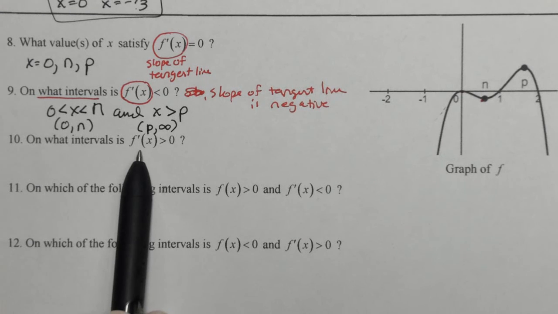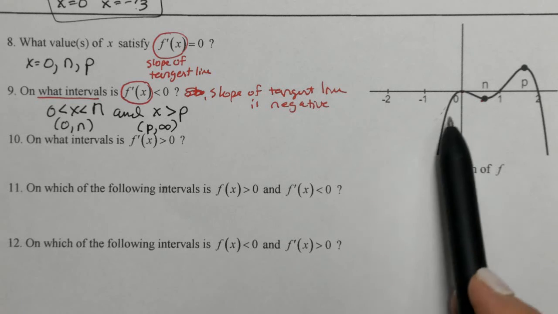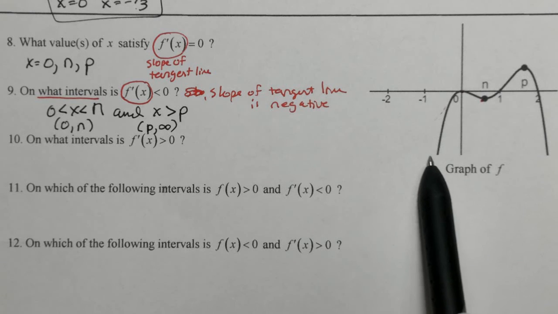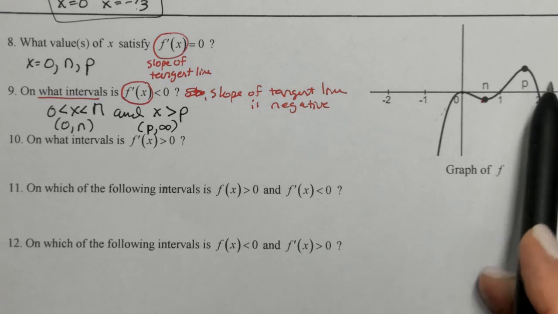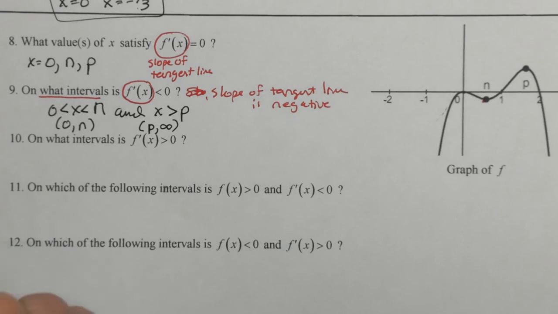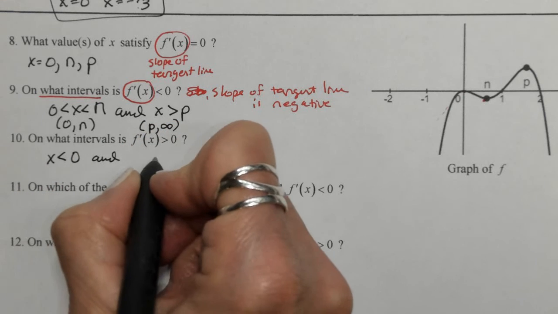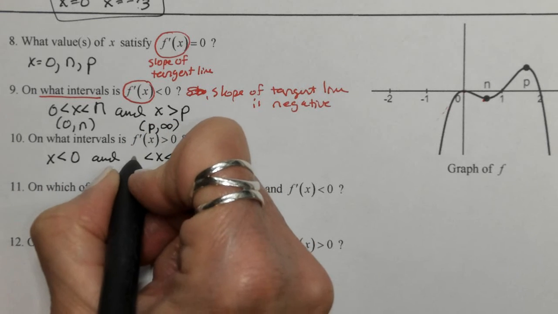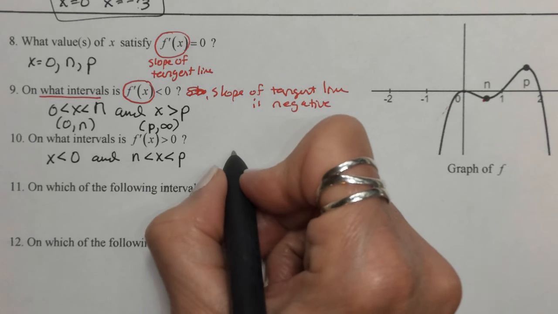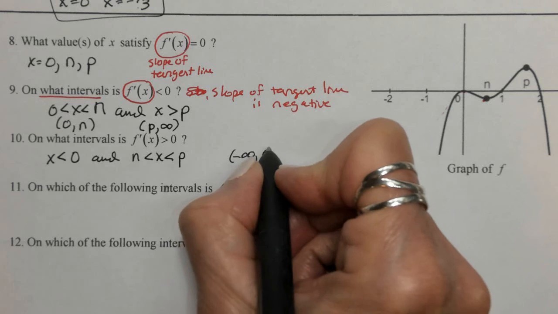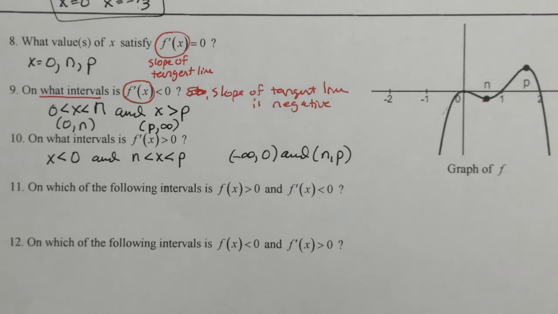Okay, on what intervals is the slope of the tangent line positive? Well, it will be on those other intervals. So from negative infinity to 0, and from n to p. I might write that in inequality notation. That would be x is less than 0 and x is between n and p. In interval notation, it would be written negative infinity to 0 and n to p, like that.